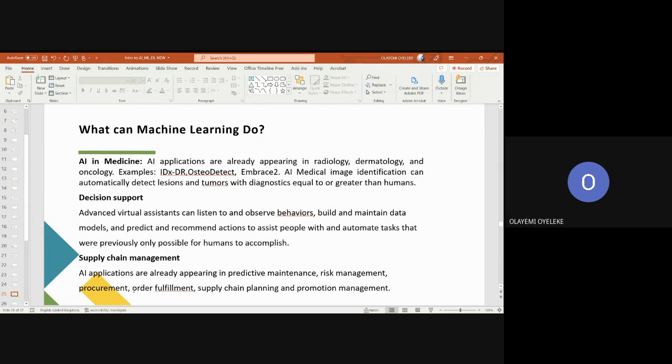Okay. Order fulfillment, that's in e-commerce. Then supply chain planning for logistics companies. Then promotion management for marketing. So machine learning can be used for all this. Okay. It can be used in defense systems, which we will see later.